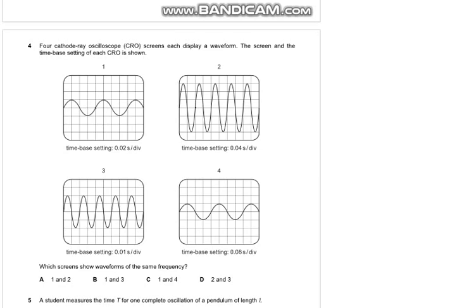Question number 4 says that the CRO readings are given. Which screen shows the waveform of the same frequency? Seeing the time period, the same time period would have the same frequency. Number 1 has 1, 2, 3, 4 blocks multiplied by 0.02, so 0.08 seconds is the time period for number 1. Number 2 has 2 blocks times 0.04, which is 0.08. So 2 and 1 have the same time period, so they have the same frequency.